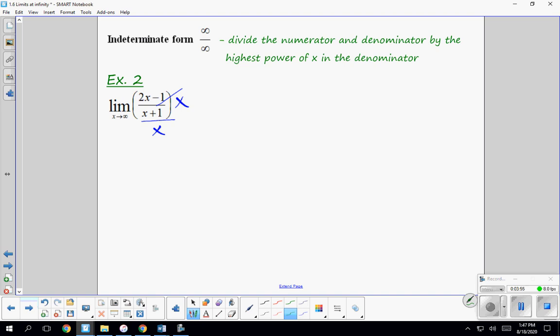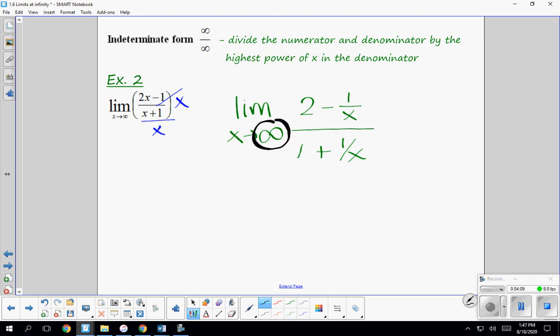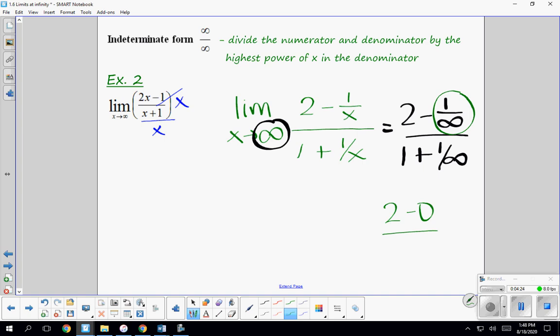So if I divide every single thing by x, I'm creating an equivalent equation. And so I'll get 2 minus 1 over x all over 1 plus 1 over x. And now I can try direct substitution. If I plug infinity in, I'll get 2 minus 1 over infinity all over 1 plus 1 over infinity. And remember, one pizza divided into a lot of pieces goes towards 0. So this is really the same as 2 minus 0 over 1 plus 0, or 2.